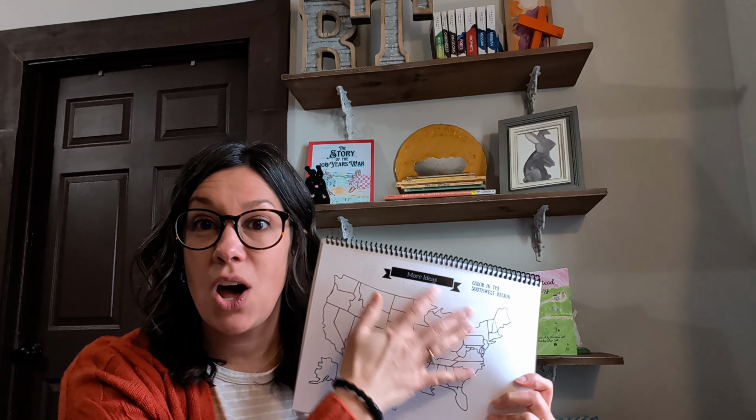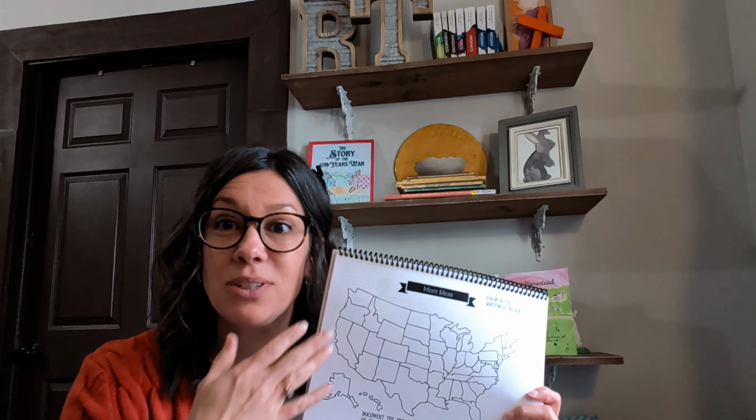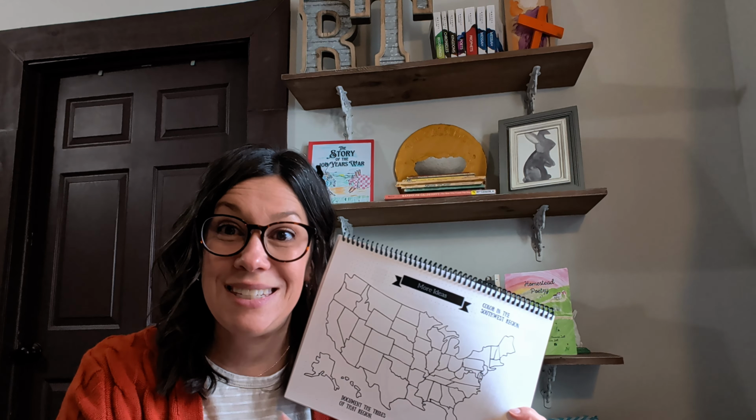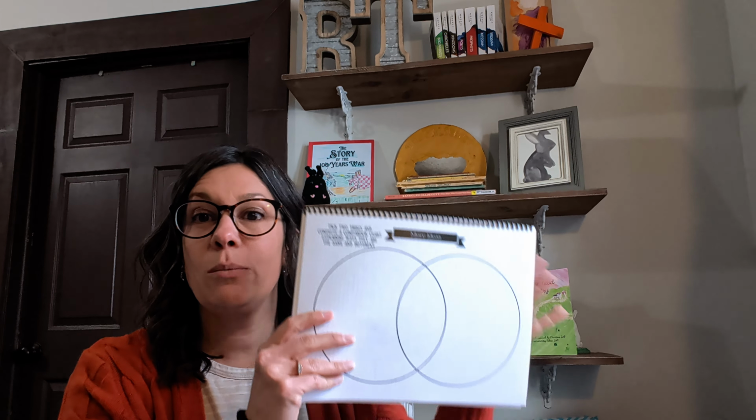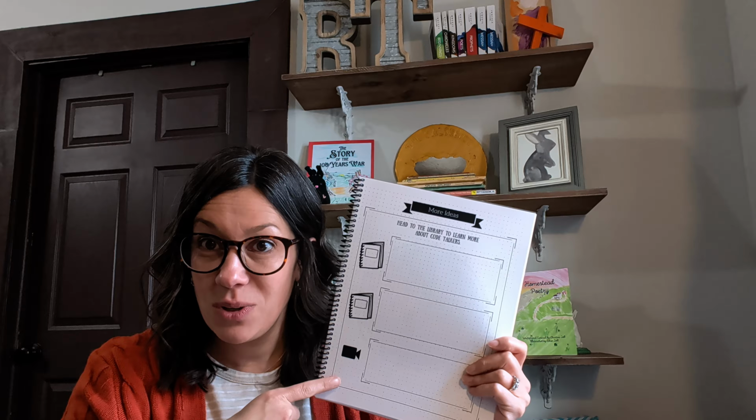So for, I believe, every lesson inside this, there is a map. So you can color in the region that you're learning about so that your children understand what states are involved in that. There is a Venn diagram for your comparing and contrasting. And this has places for you to write down as you're learning about the code talkers from World War II. So the different more ideas will have those pages that are necessary, and they're all going to look different for every lesson depending on what those more ideas are.